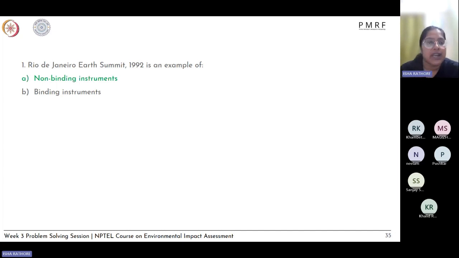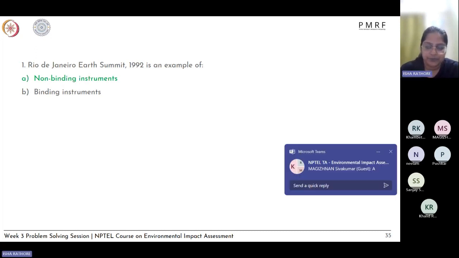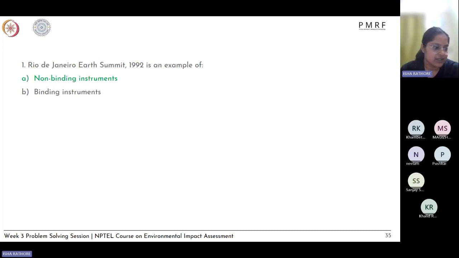So binding instruments are basically those in which countries have signed the agreement as signatories, and then they have to meet certain standards. They have to meet certain objectives and intentions. But the Rio de Janeiro Earth Summit of 1992 was not a binding instrument. No binding instrument was signed in that convention. Okay. So again, terminologies and the main aims and objectives of particular summits and the year specifically is important.